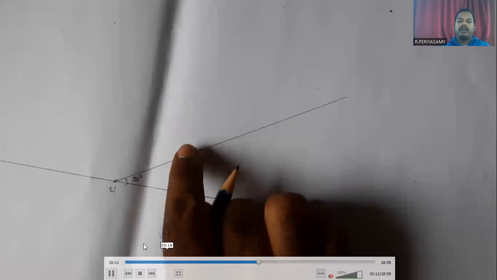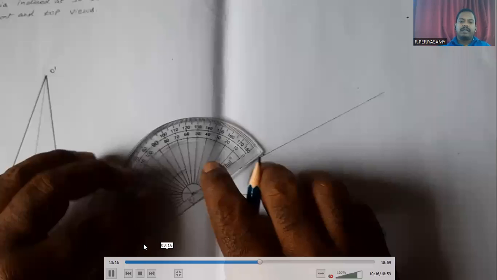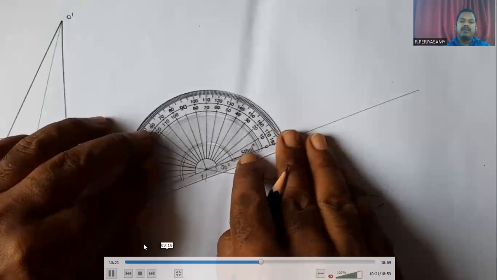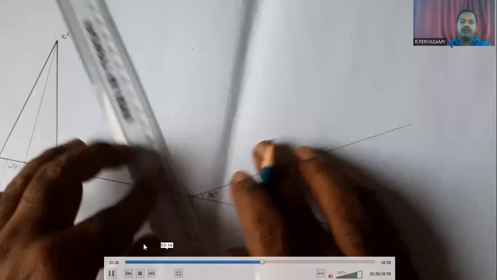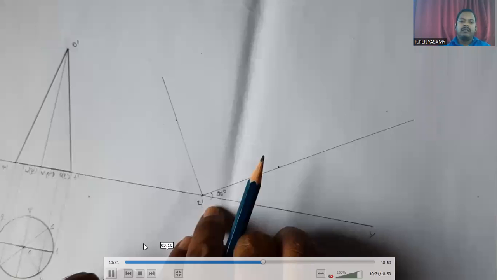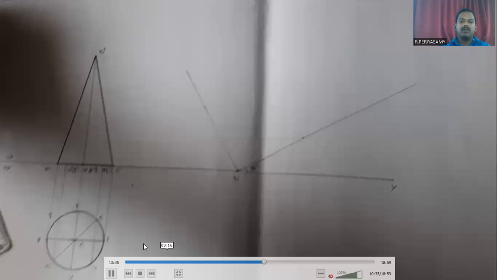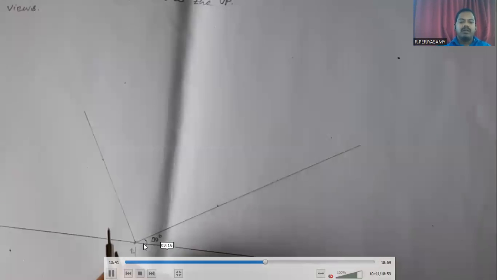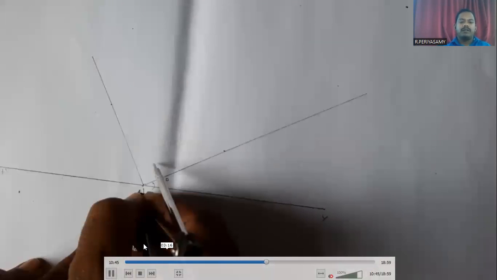Next, we have to draw one perpendicular line to the 30° inclination line. We keep the protractor on the 30° inclination line and fix T1 dash as the center of the protractor. Now we mark 90° and join that line. This line is the baseline of the cone. Next we have to measure T1 dash, U1 dash, V1 dash. These values are measured and arcs are marked here.